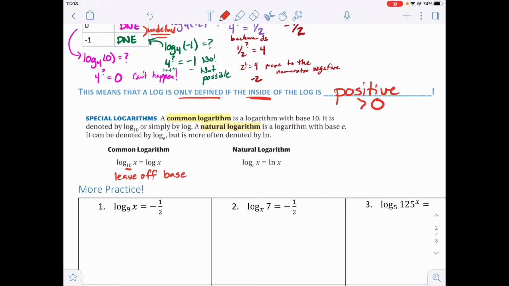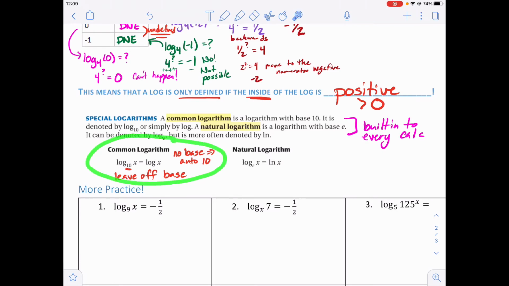So if there's no base, then it's an automatic 10. That's called common log. Both of these are built into every calculator. Every calculator, so long as it has a log capability, will have the capability to do a common log and our other one, which is called a natural log.